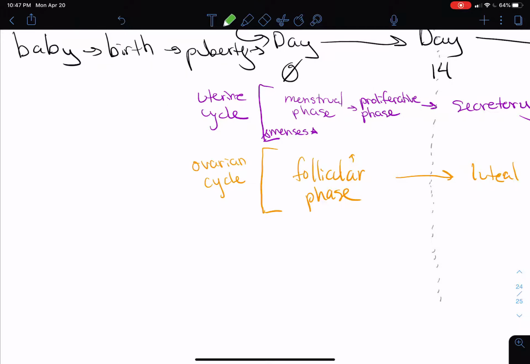And so let's start at baby. A female teenager in puberty has 400,000 oogonia. So you could draw a line here at puberty. Then those transition and become primary oocytes, right? And then we wait. These are arrested in prophase 1.